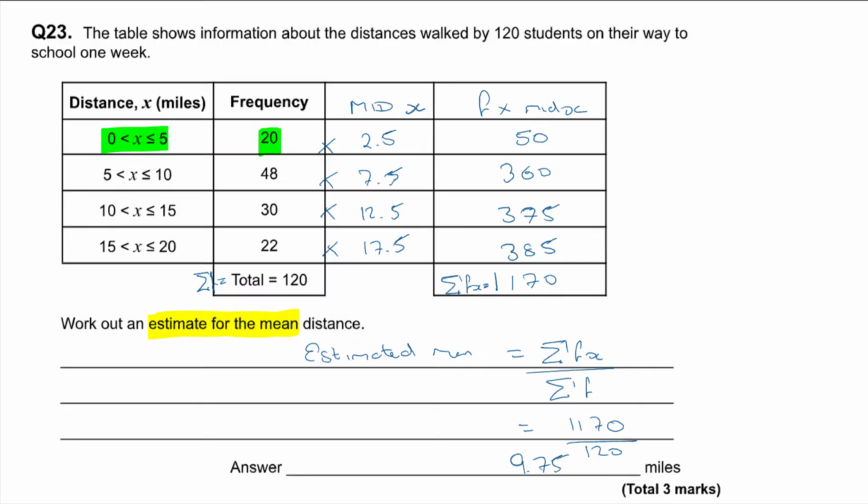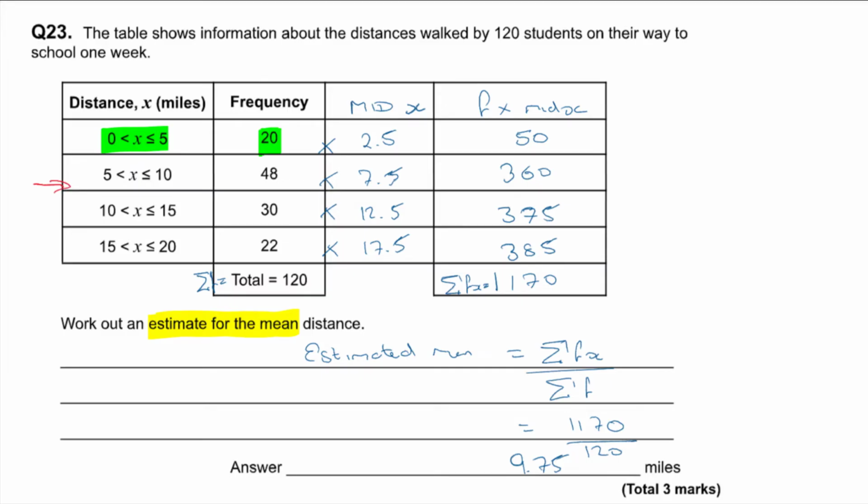9.75 miles. Now, before you move off, just think, is my answer sensible? I see many students messing these up and writing down a ridiculous number because they forget to divide, or they forget to multiply, or they forget to find the mid values. I don't know, lots of different reasons. But before you move on, just look at your answer. Is my answer sensible? 9.75. Where would that appear in this table? It would be here, wouldn't it?